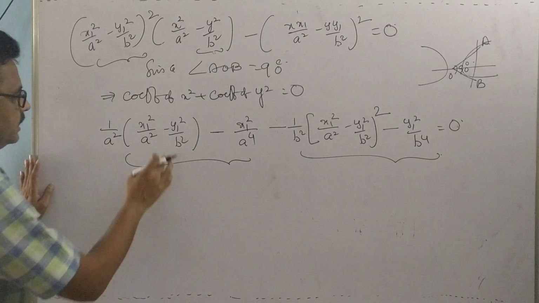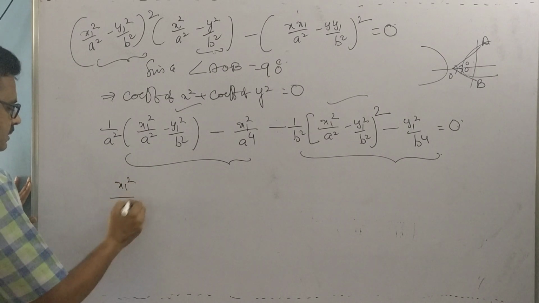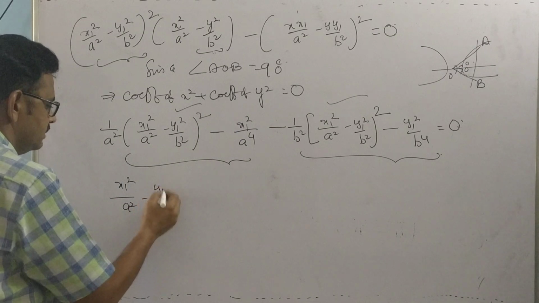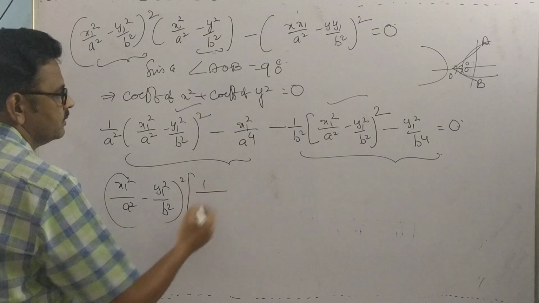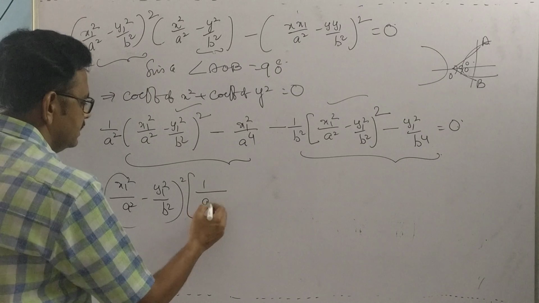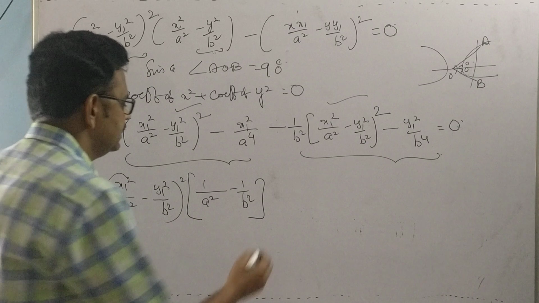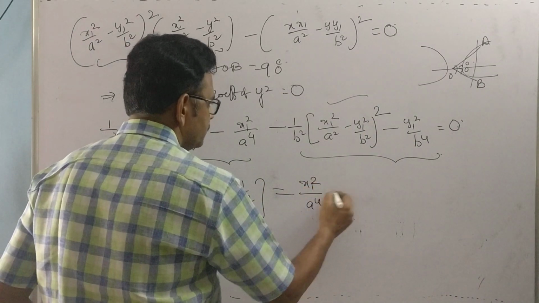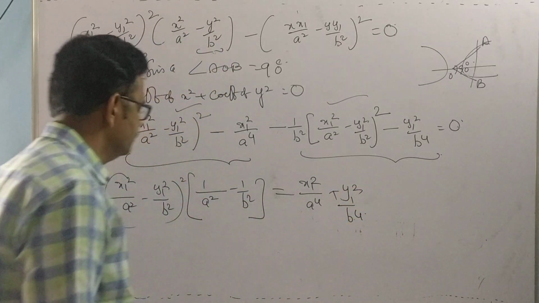Now these two, x1 square by a square minus y1 square by b square whole square, is taking common. This is 1 by a square minus 1 by b square is equal to, you can write that side, x1 square by a power 4 plus y1 square by b power 4.